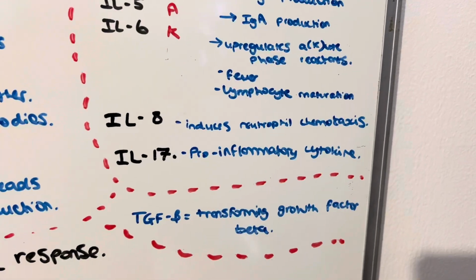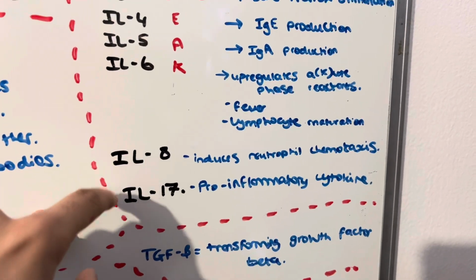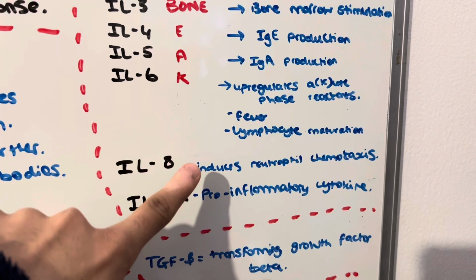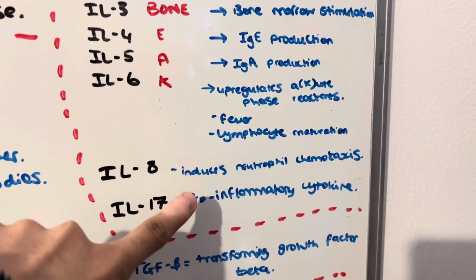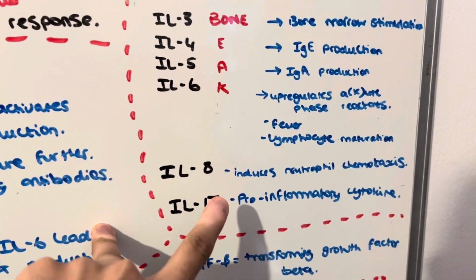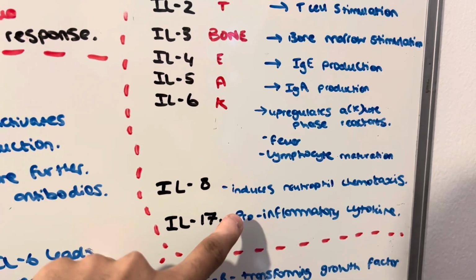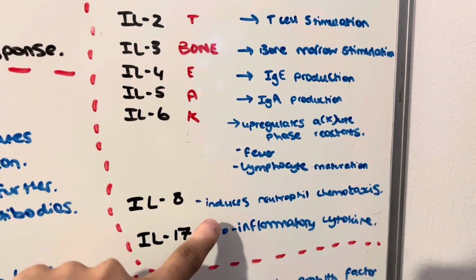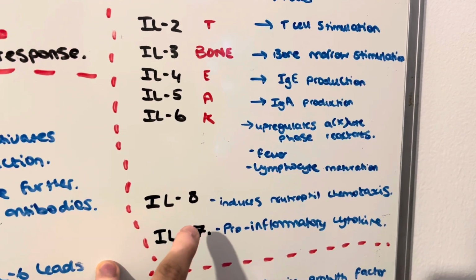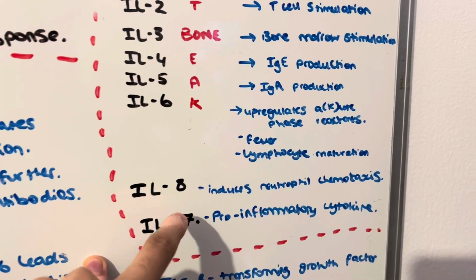Next, we've got these two, which are also very important. We've got interleukin 8 and 17. IL-8 induces neutrophil chemotaxis. I'll talk about this later. But basically what this means is the concentration of interleukin 8 increases closer to the infection site. And that helps to attract the neutrophil to the infection site.